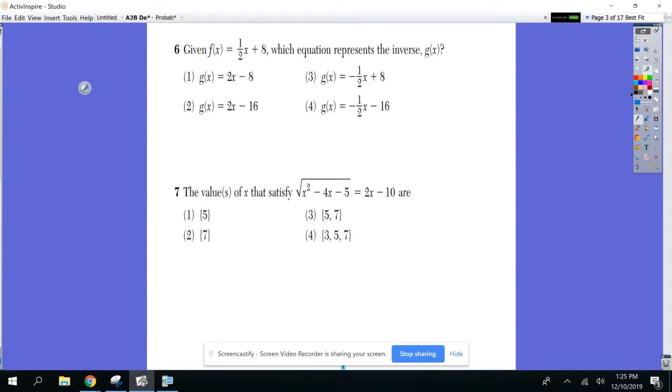All right, number 6. Got to do a little math here. Big word here from last year. Inverse. I'm not too sure what you remember. I'm only going to have you remember one thing when you hear the word inverse.